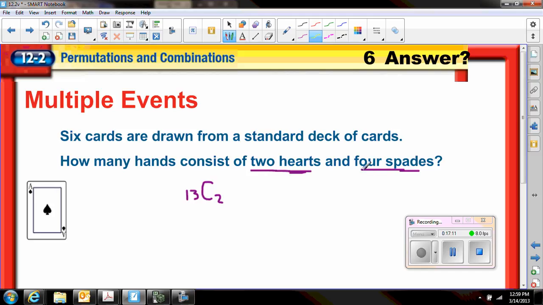So, let's switch colors here. This is hard to see. We'll go red. There are 13 spades. We want to choose 4 of them. Again, order doesn't matter, so that's why it's a combination. 2 separate events. The fundamental counting principle tells me let's multiply those 2 together.